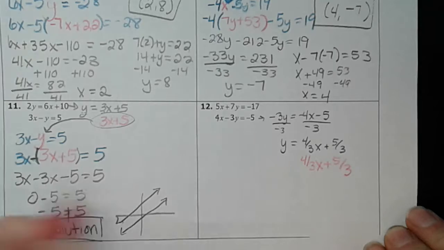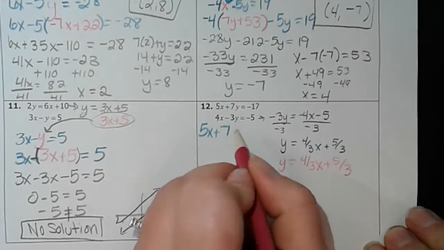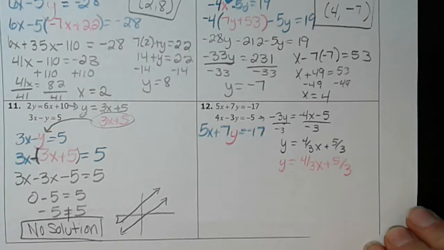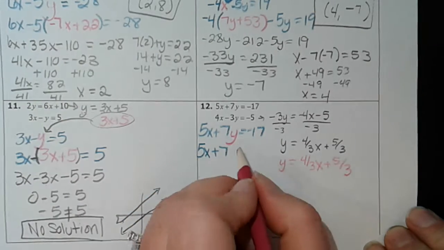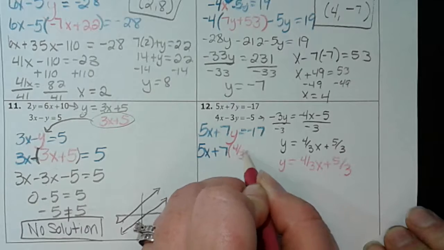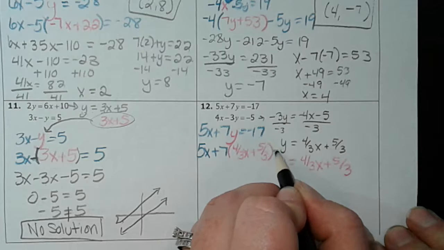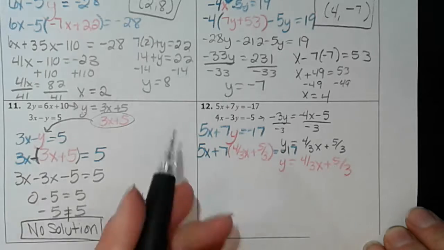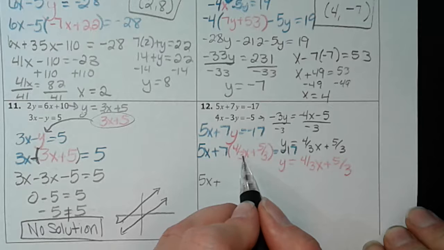Yay, fractions. So y equals 4/3 x plus 5/3. Okay? So anywhere we see a y, we're going to put that. So here we have 5x plus 7y equals negative 17. So we're going to go 5x plus 7 times 4/3 x plus 5/3 equals negative 17. Let's squeeze that in there. All right, let's write that down here. So we have 5x plus 7 times 4/3.